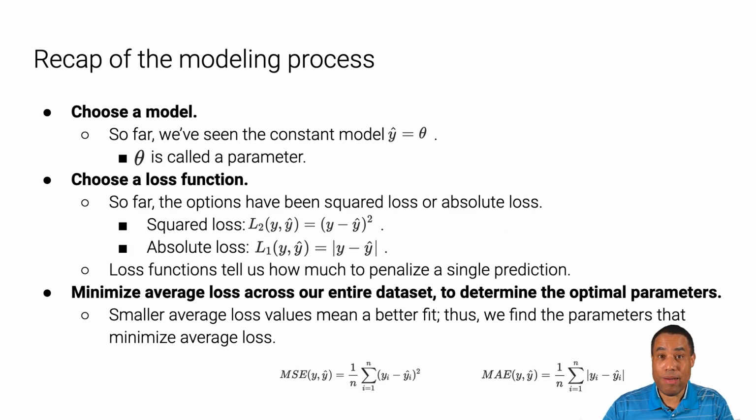It's a three-step process. The first step is to define the model. The second step is to define a loss function. And the third step is to minimize the average loss to fit our model to the data. So let's start with that first step, choosing a model.